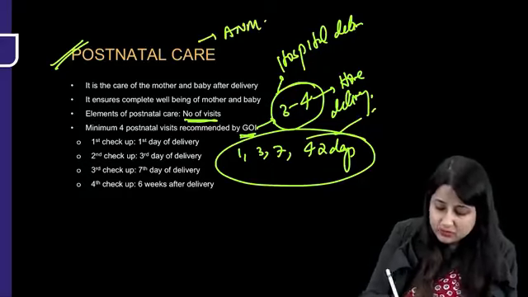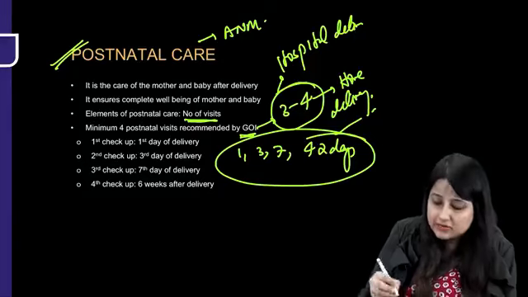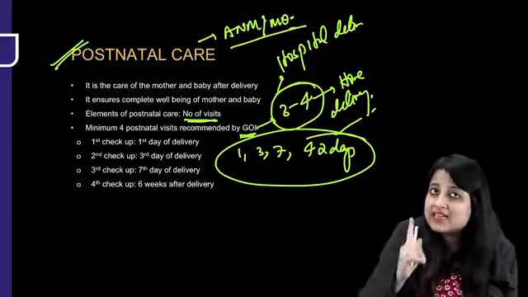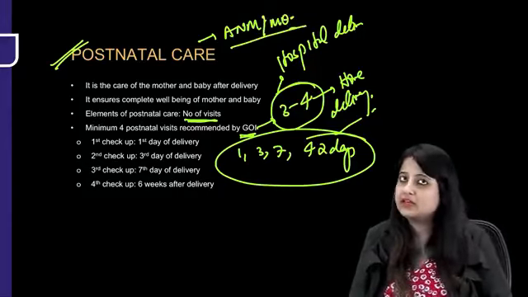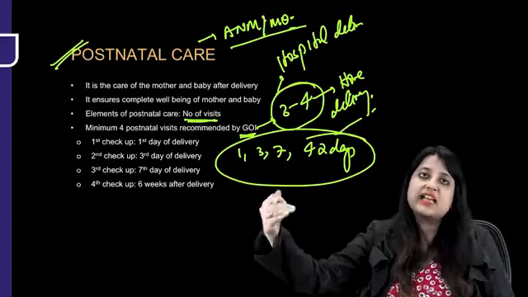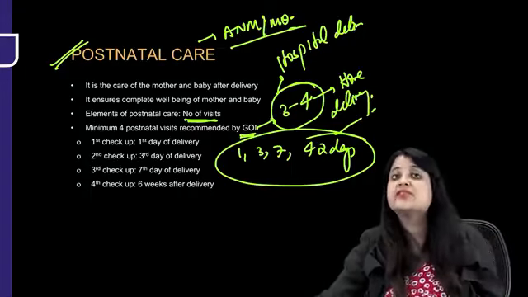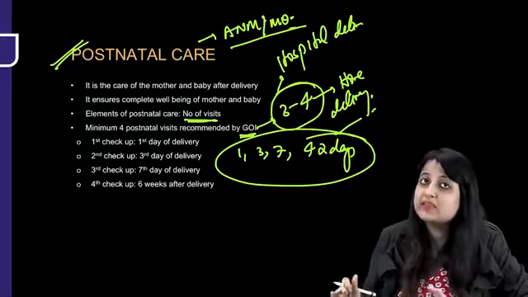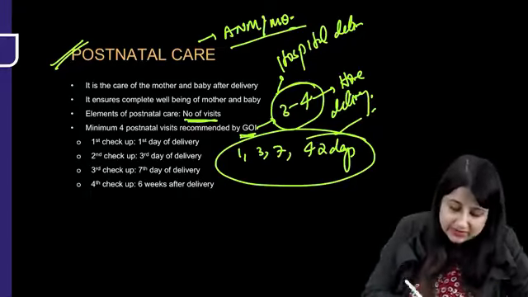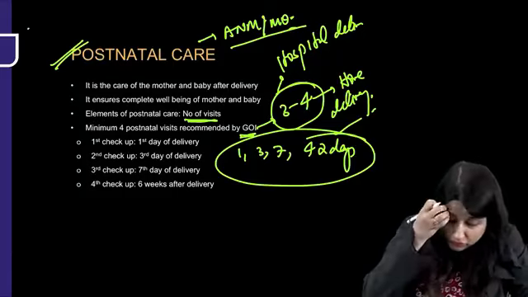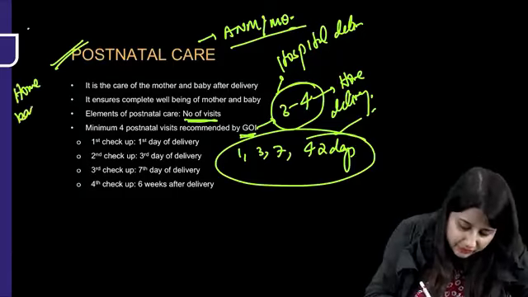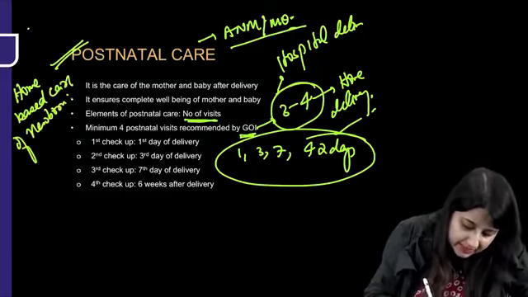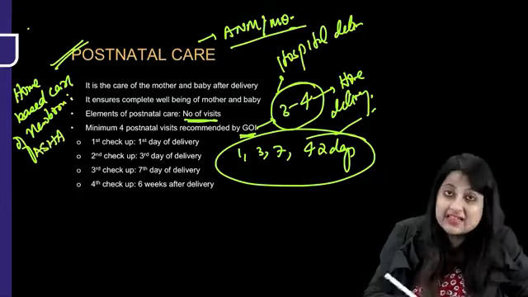When I say minimum postnatal visits according to WHO, the person should be looked after by an ANM at least or a medical officer. At least one visit should be made by a medical officer. The home-based care of newborn that we study is a different thing, which is being made by an ASHA worker. These are additional visits.